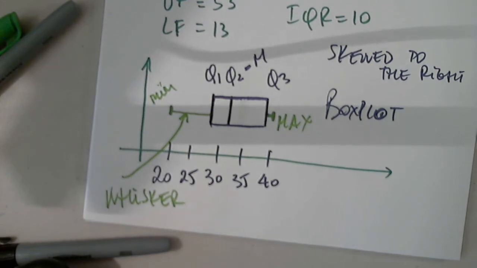And if you hover over the box plot, it will tell you everything you need to know. The lower limit, the upper limit, the interquartile range, the first quartile, the median, which is the second quartile, the third quartile, everything is there. Any questions?